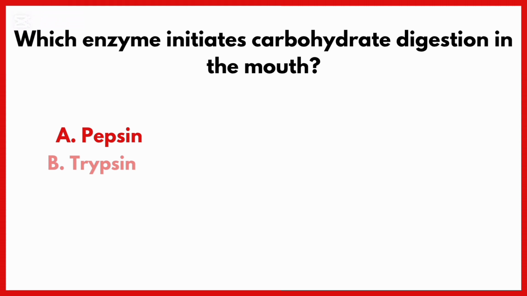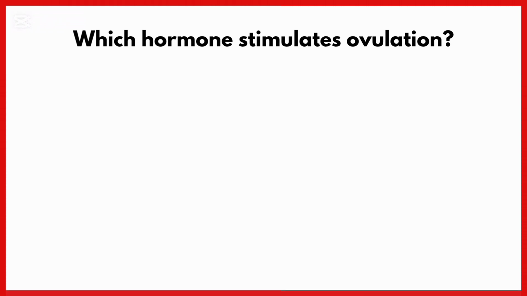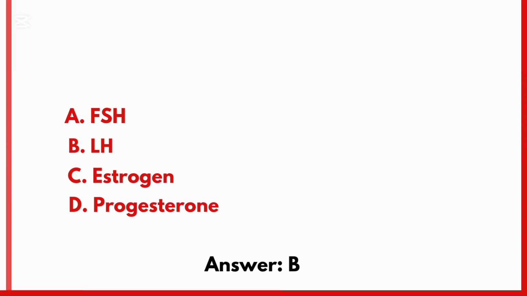Which enzyme initiates carbohydrate digestion in the mouth? Correct answer is option C, salivary amylase. Which hormone stimulates ovulation? Correct answer is option B, LH, luteinizing hormone.